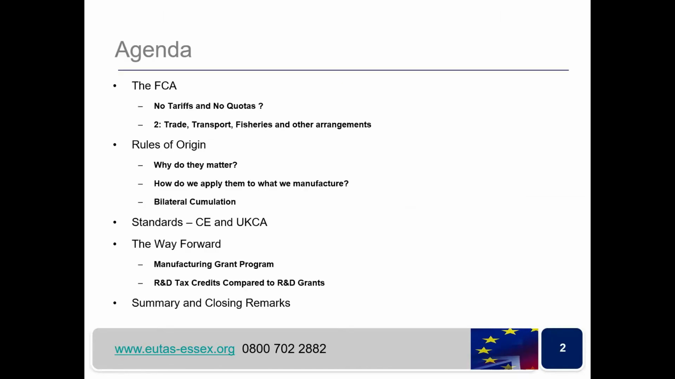So today we're going to talk about the Free Cooperation Agreement, which gives us no tariffs and no quotas. And we're going to look at the section which manufacturers really need to understand if they're going to be able to apply the rules to their business. We're then going to have a more specific look at the rules of origin, and we're going to talk a little bit about bilateral cumulation. Then we're going to move on to the standards section and talk a little bit about CE marks and UKCA mark. Finally, we're going to move into the way forward and help you understand where you might be able to find funds to help grow your business going forward.